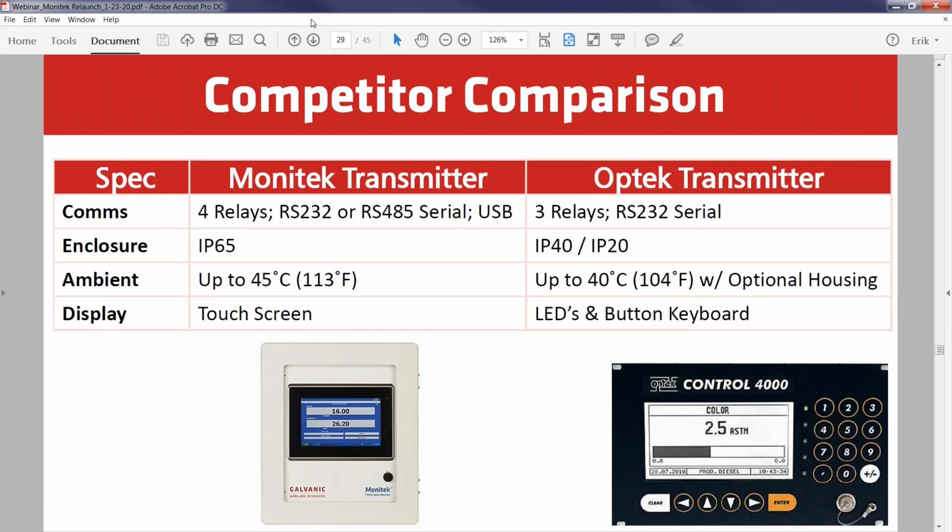So, I just want to do a quick competitor comparison of the Monitek versus the Optek transmitter specifically. In terms of communications, we have an extra relay, and we also have the RS-485 serial and the USB connection that we can make to it. Again, the enclosure, we can go up to different ratings. We're the only one that can do the Class 1 Div 2 rating on this type of transmitter. And in our ambient conditions, we can go hotter, and we also have the touch screen as well. So it gives you easier operation and more flexibility in terms of looking at not only a single parameter, but also multi-parameters in the same transmitter at the same time.